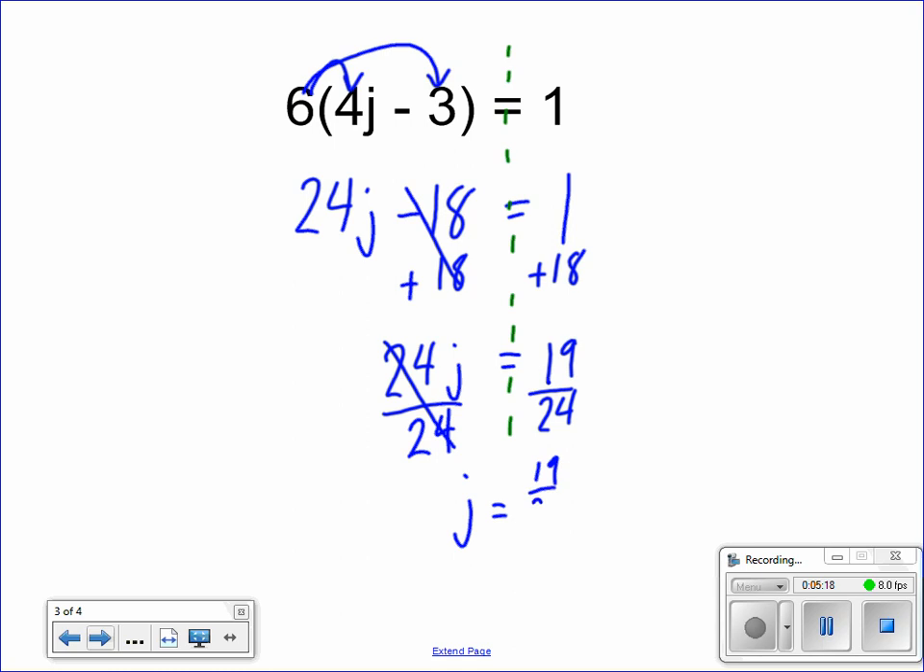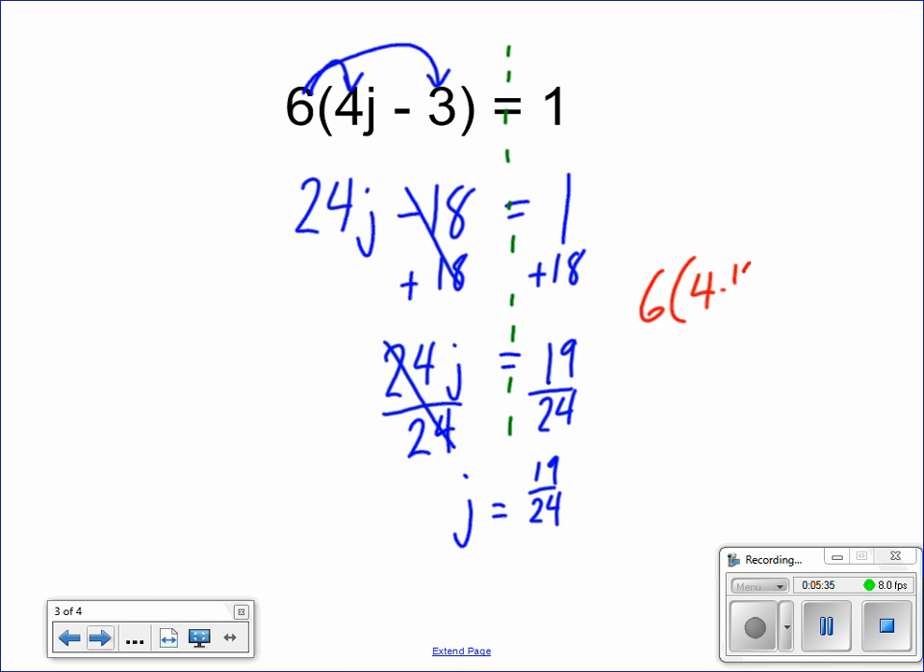J equals 19/24. And this is exactly how I should set up the equation. I just work my way down, doing one thing at a time, and solve the problem. And then I can check to see if it works by plugging that back into my equation.